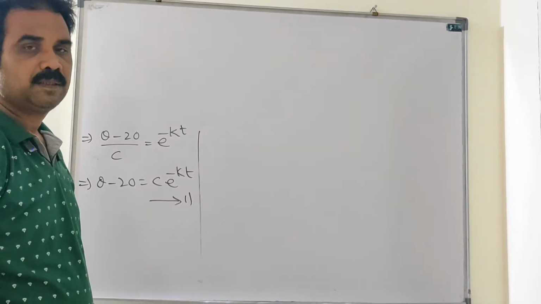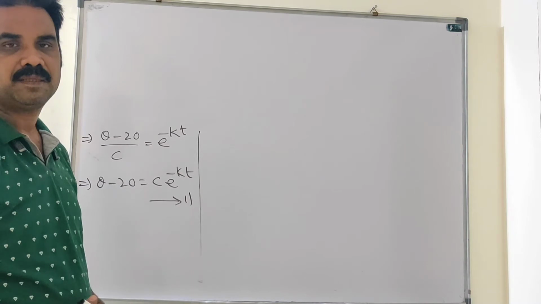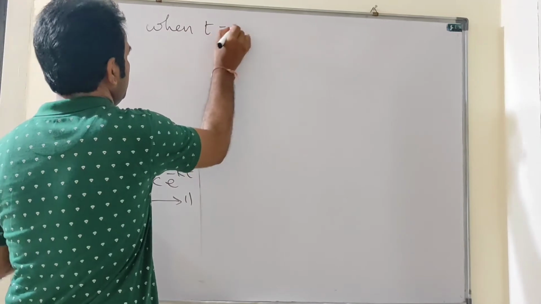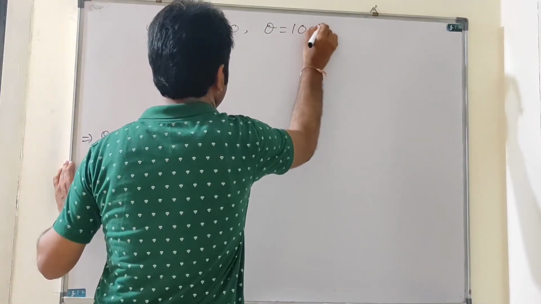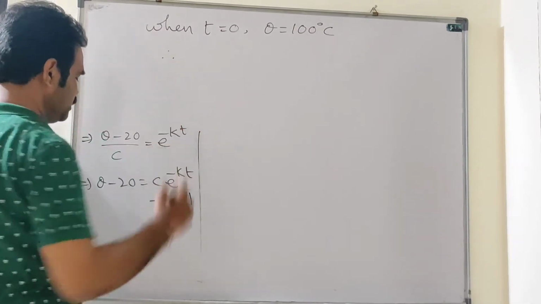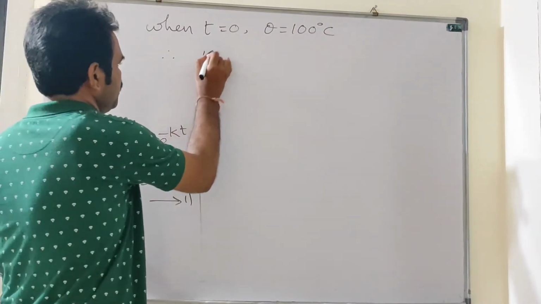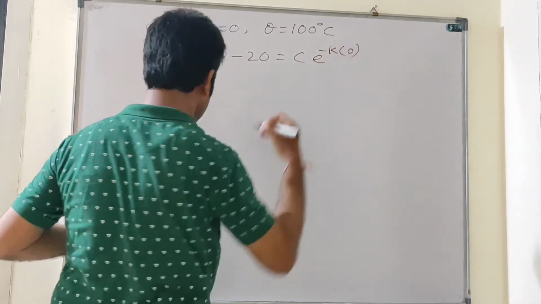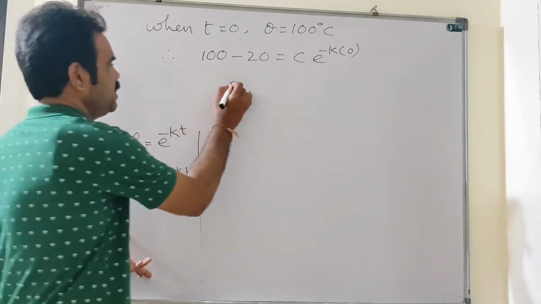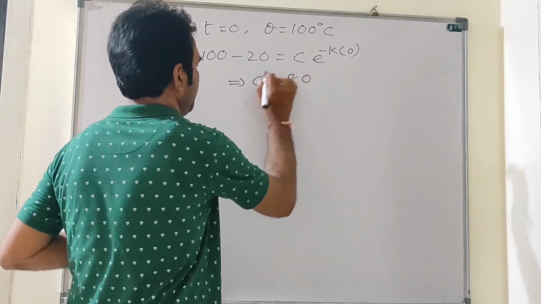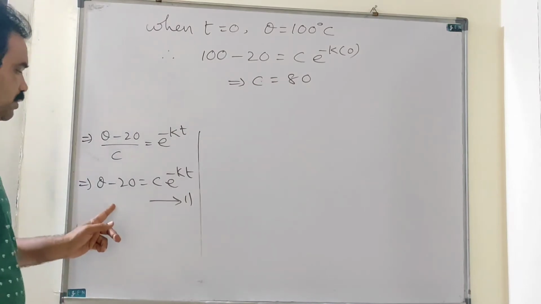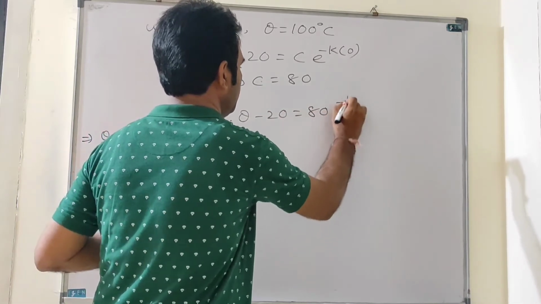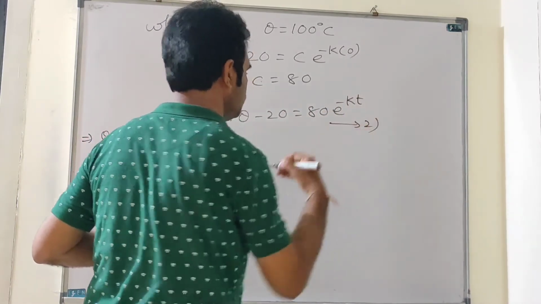Given that the initial temperature of the body is 100 degrees Celsius, that is when t is 0, temperature is 100 degrees Celsius. Therefore, from this equation, 100 minus 20 is equal to c e power minus k into 0. Since t is 0, c equals 80. Substitute the value of c here. Therefore, theta minus 20 is equal to 80 e power minus kt. Let it be equation 2.